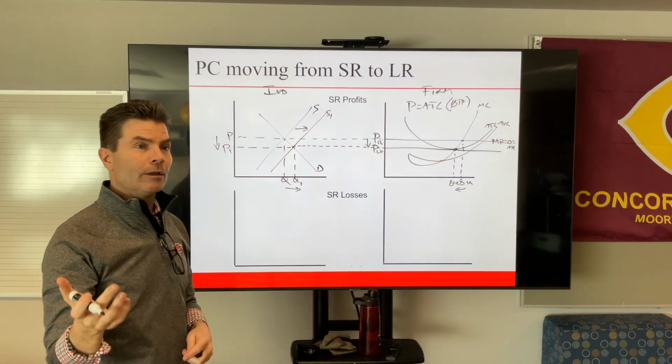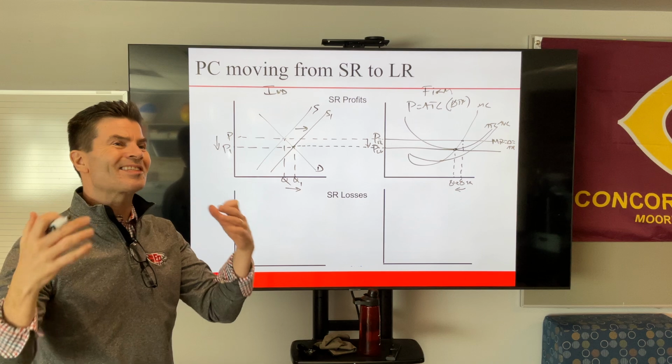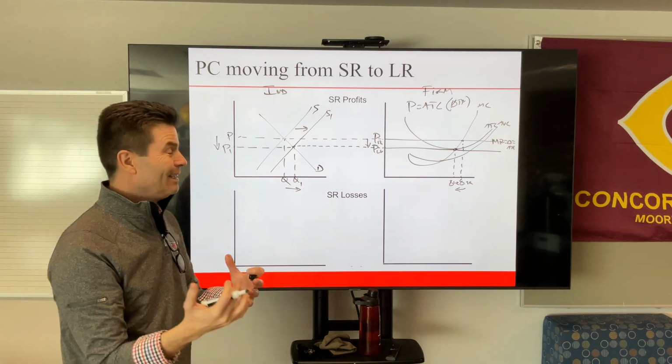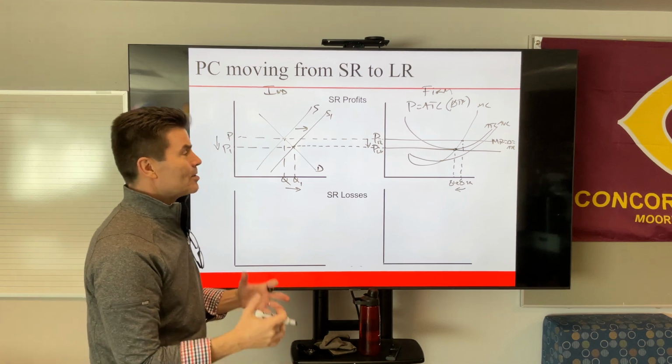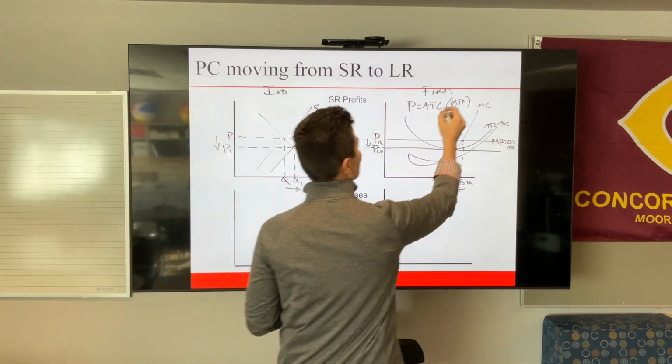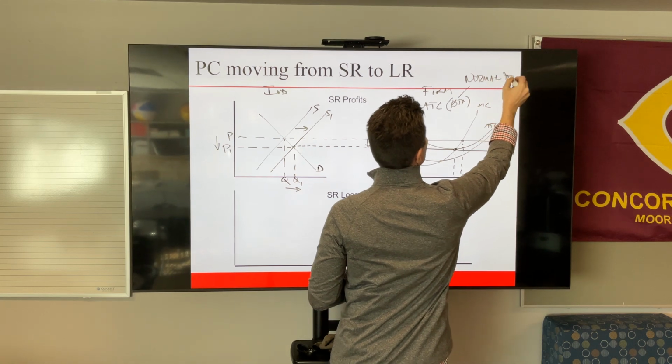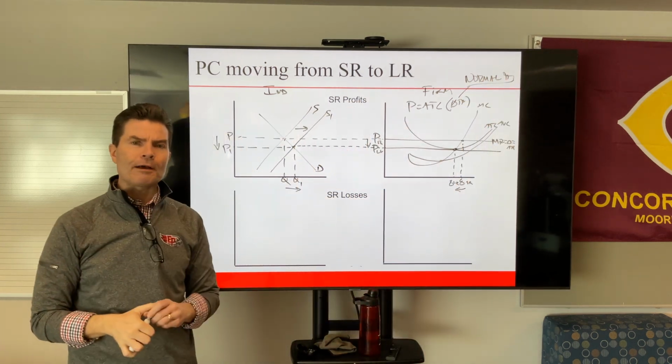And I'm going to ask another follow-up question for you. What term means the same thing as zero profit? This is from a couple slides ago. Zero profit is the same thing as making a normal profit.